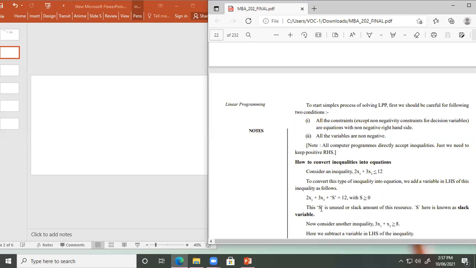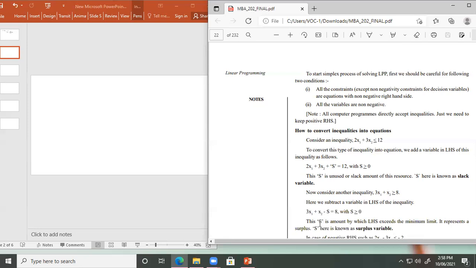So how do we convert inequalities into equations? Here the given inequality is 2x1 plus 3x2 less than or equal to 10. To convert this inequality into an equation, we add a variable S to the left hand side. This S is the unused amount, or the slack amount, of this resource. S here is known as the slack variable.